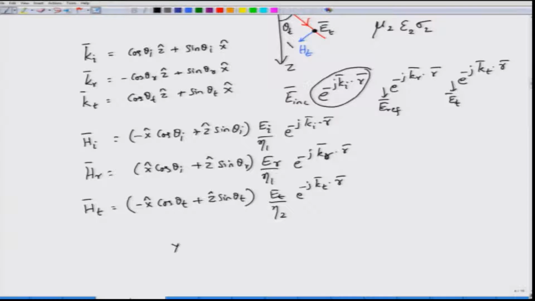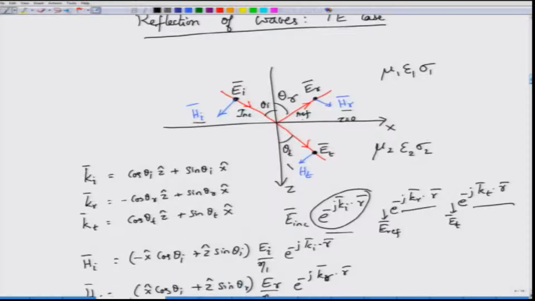Electric fields are all directed along the y axis. The incident field has an amplitude Ei, the reflected field has an amplitude of Er, and the transmitted field has an amplitude of Et. Okay. All of them are directed along the y axis, and each of them will carry this particular phase factor. Okay. So this is the list of electric field components, magnetic field components, and the k vectors that we were requiring. Now what do you have to do?